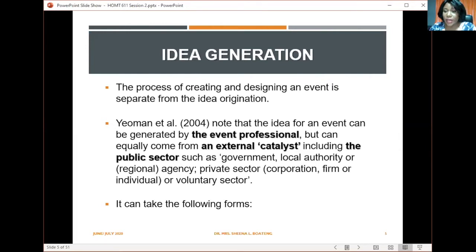Because without an idea, there's nothing to create and design. So idea generation is an important part of the entire process of creating and designing an event. Now, Yeoman et al. 2004 notes that the idea for an event can be generated by the event professional, in this case, you students taking this course, and can also equally come from an external catalyst.